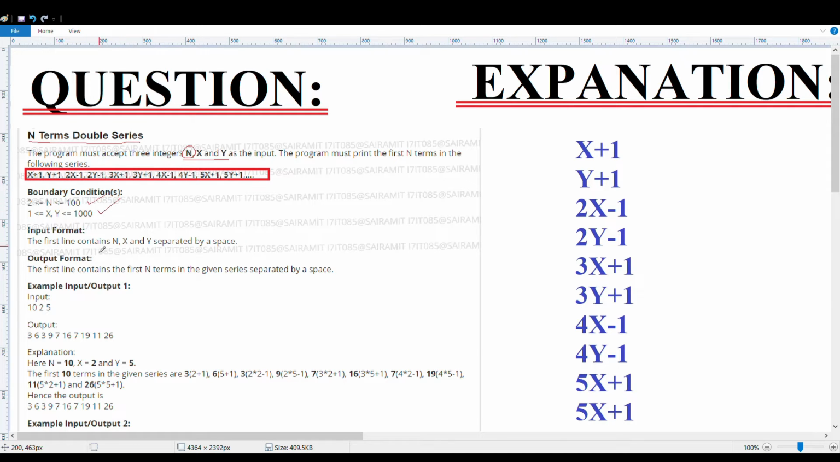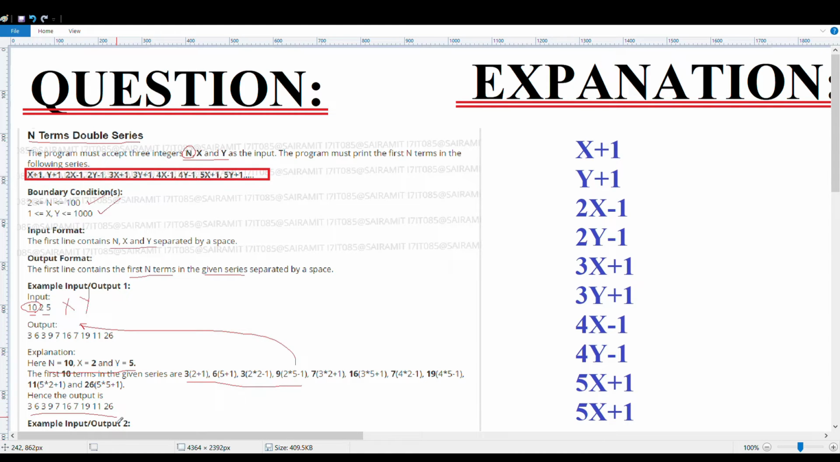Moving ahead, the first line consists of the input format: n, x and y. For the output format, the first n terms from that series will be given. In our first example, 10, 2 and 5 is given. So 10 will be the n value, and 2 and 5 will be x and y respectively. We just have to apply the formula, and with this formula we get this value, which is printed as output.